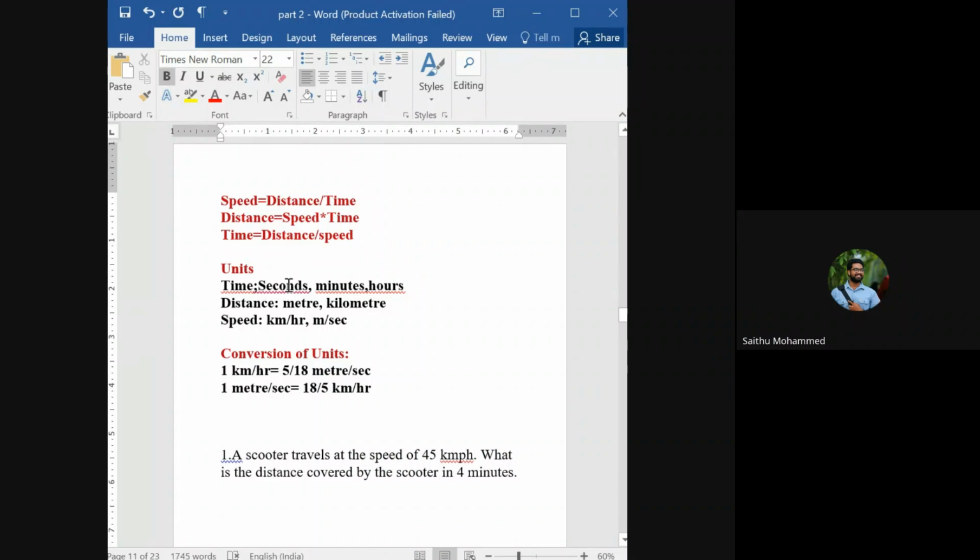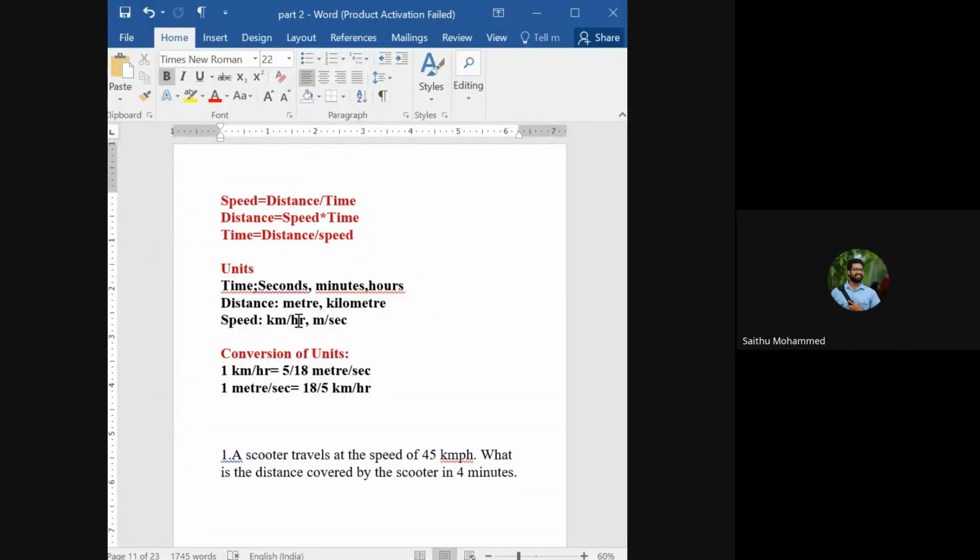And when it comes to units, whichever question they are asking in speed, distance, and time, the unit of time will be in seconds, minutes, or hours. Most of the time it will be in hours or minutes, and the distance will be in kilometer or meter, and the speed will be in kilometer per hour or meter per second. Most of the time there will be no other units they will be asking. And sometimes we may need to convert the units.